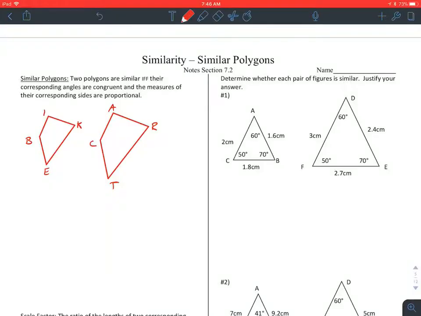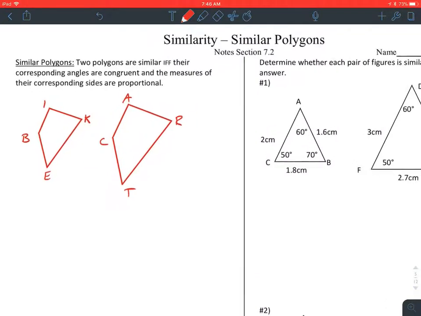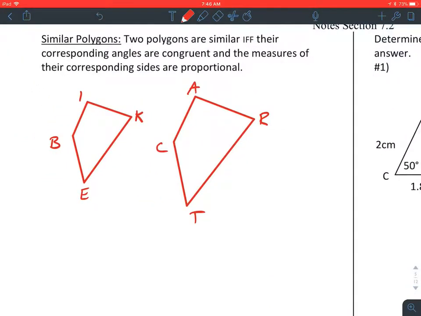7.2 notes: similar polygons. Definition of similar polygons. Two polygons are similar. The symbol for similar is a tilde. Two polygons are similar if and only if their corresponding angles are congruent.